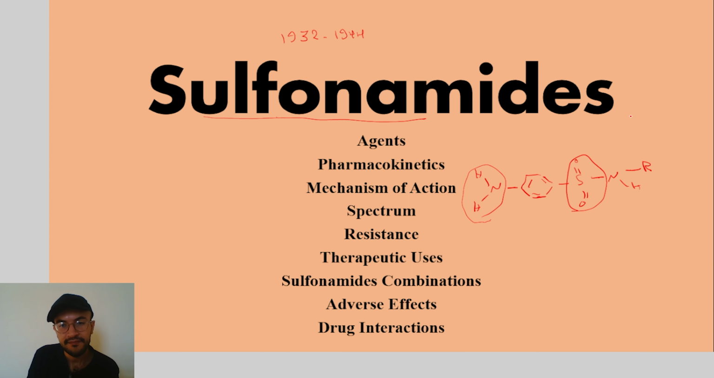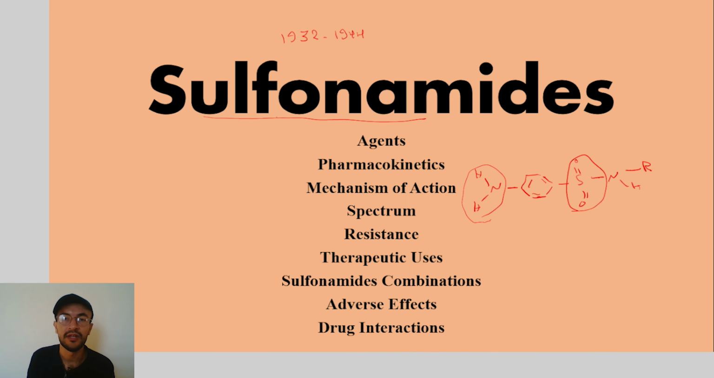And the sulfonamides target folic acid synthesis. The folic acid is essential for DNA and RNA synthesis in the bacteria, and inhibiting the folic acid leads to inhibiting the DNA and RNA, and that's how the sulfonamides work.